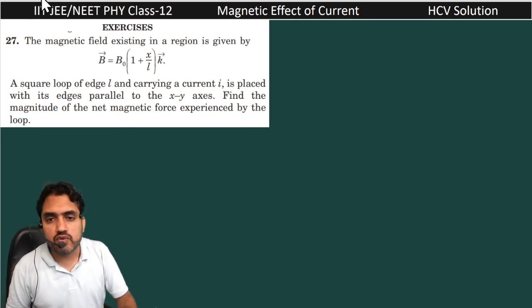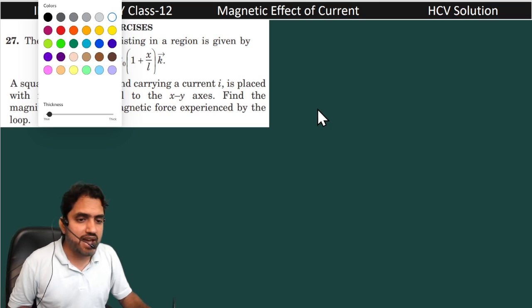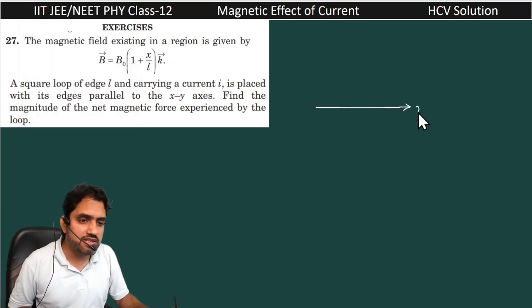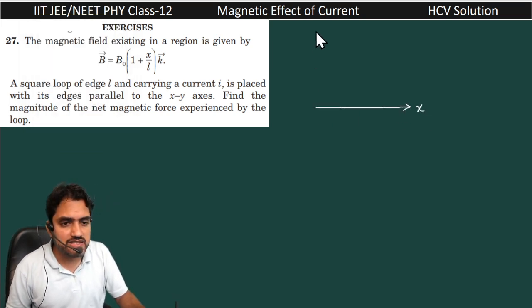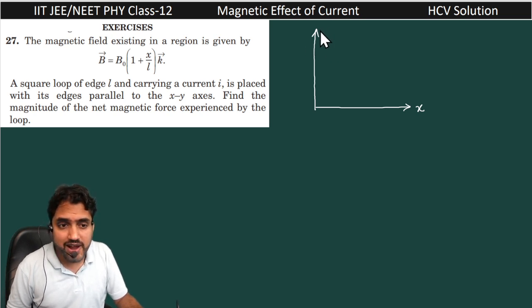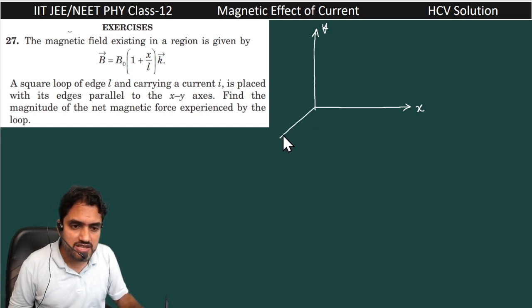Okay, so we are considering two axes, x axis. This is our x axis and this is our y axis. These two axes are perpendicular to each other, and the y direction is vertical upward and the z direction is out of this plane of paper.